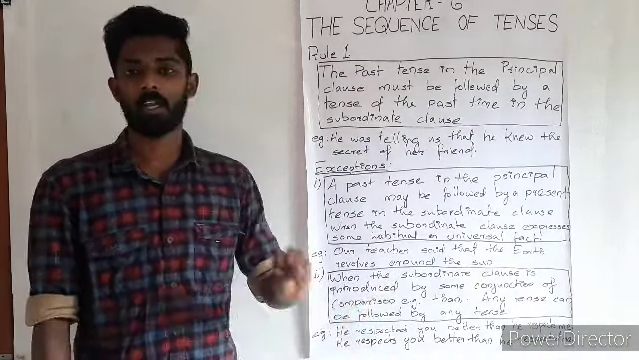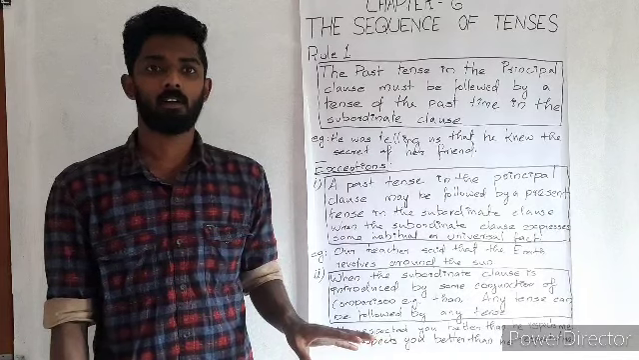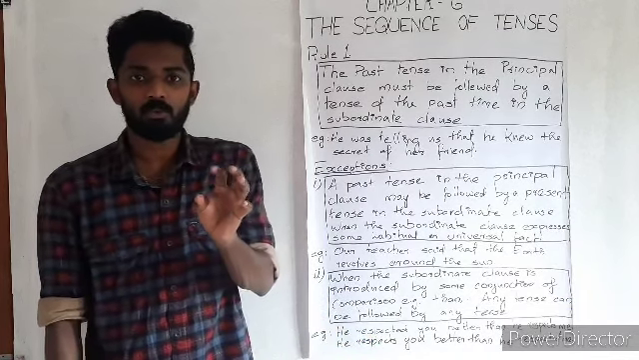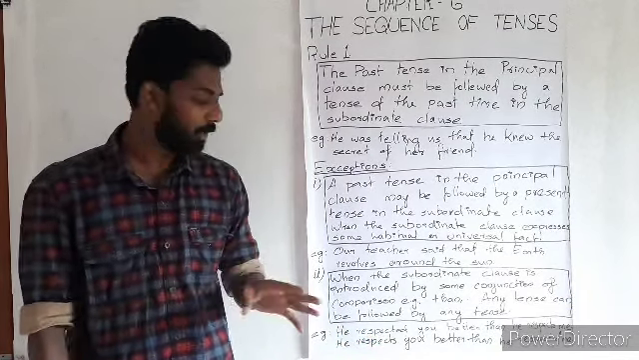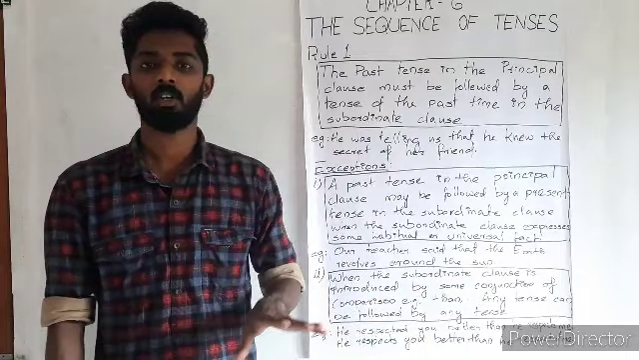And the third one which we are supposed to know is when the subordinate clause is an adverb clause denoting place, reason, comparison or whatever it is, it can take any tense. So that is all about the three exceptions to this rule.